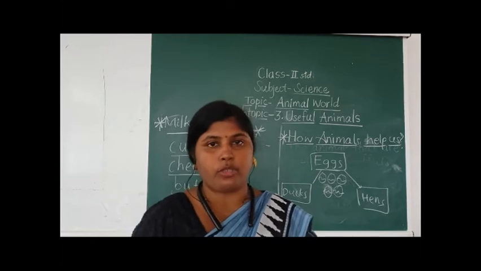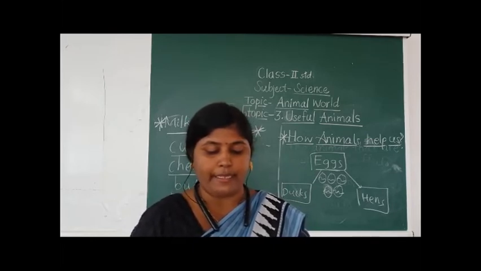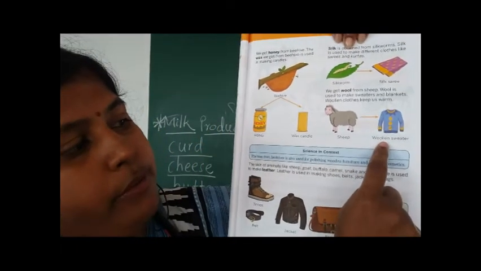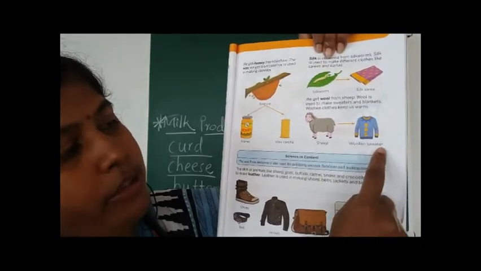So we get wool from sheep, yes, and wool is used to make sweaters and blankets. Woolen clothes keep us warm. So see the picture. This is a sheep, and from this we get the wool, and from wool we can make the woolen sweater.